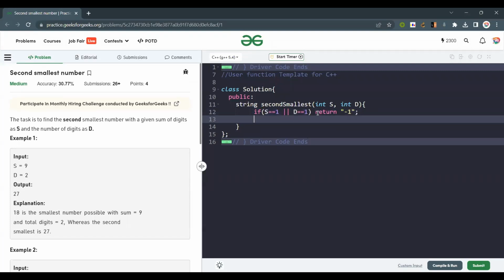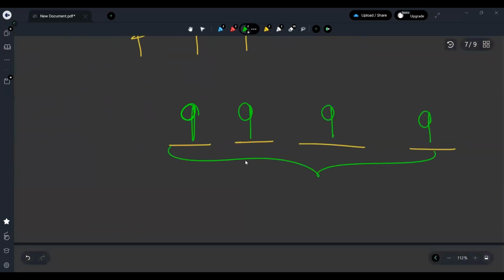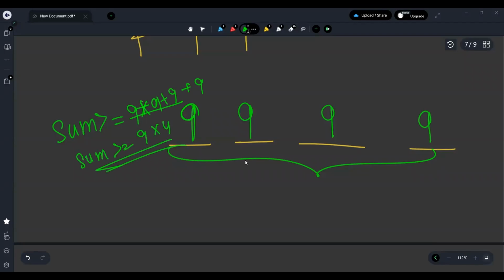Okay. Now here comes a different case: at max, how much sum can I get from a given string? Let's say I have a 4-digit number. At max, I can add 9 here, 9 here, 9 here, and 9 here. So I can't get a sum greater than 9 plus 9 plus 9 plus 9, that is 9 into 4. I can't get a sum greater than 9 into 4.